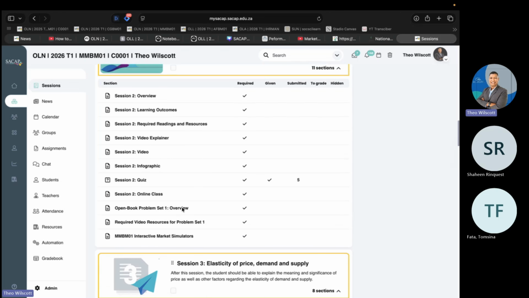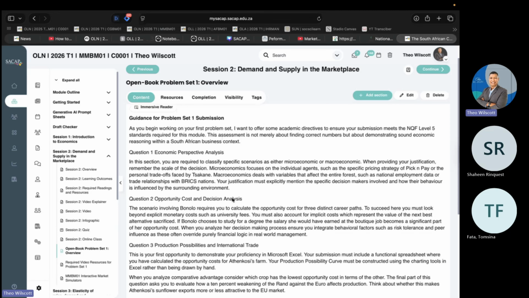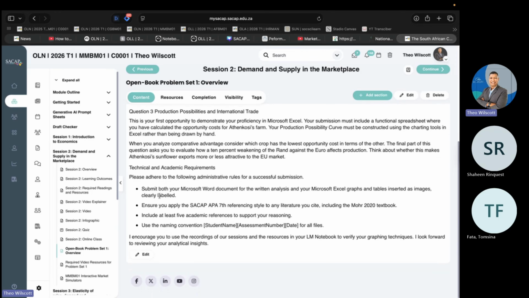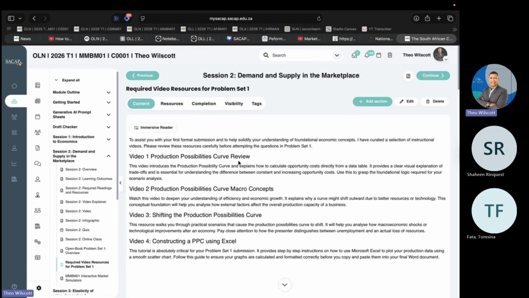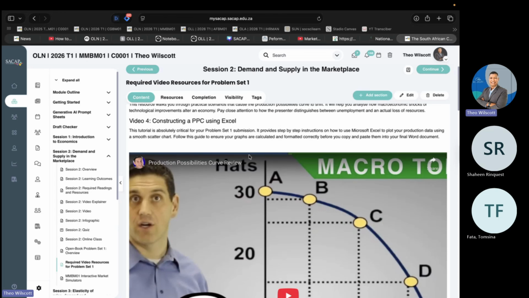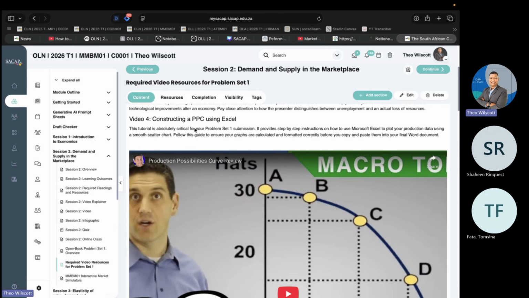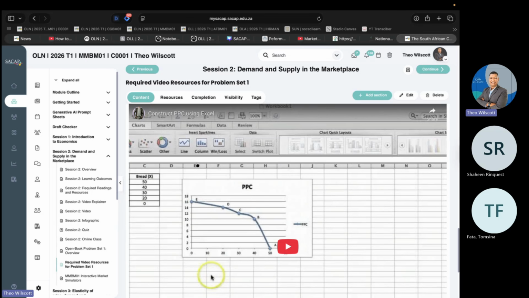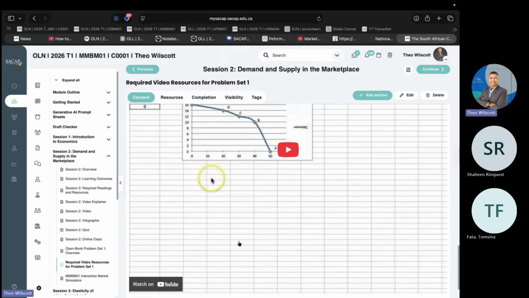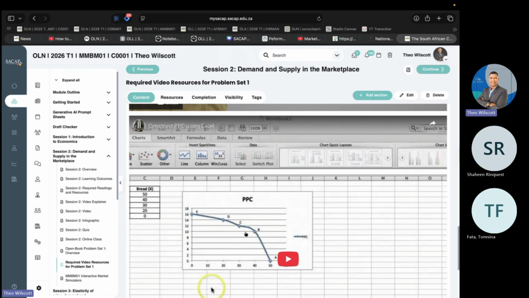If you go to session 2, I gave a bit of an overview, a description of what I'm looking for: opportunity cost, production possibilities, and also the references where in the book you can find it, as well as instructions on how to name your submission. Everything needs to be in a Word document, so you copy the Excel graphs over. I also included a whole bunch of videos for you to look at: the production possibilities curve, production macro concepts, and a video on how to draw the PPC in Excel. It's a very basic video where you capture the data, use a scatter graph format, and label it. If you literally follow the video, you'll be able to draw your own graph in Excel.